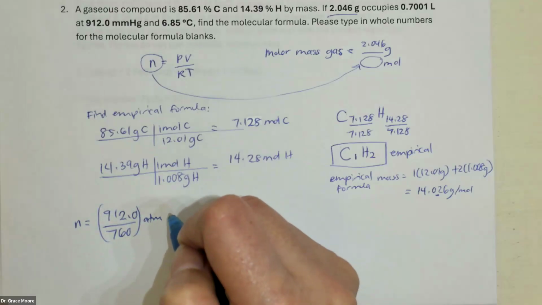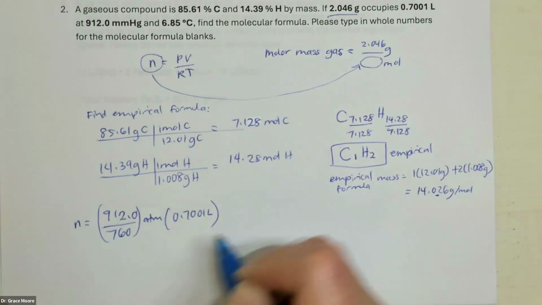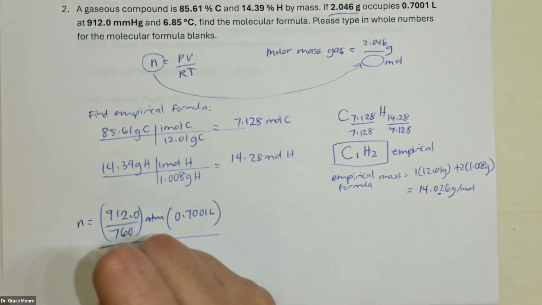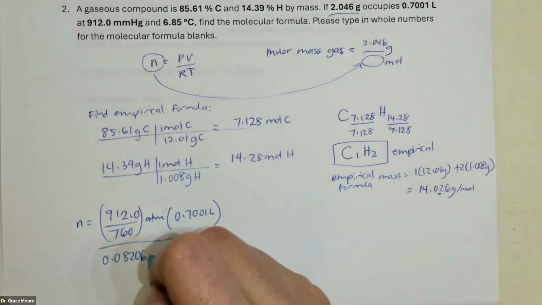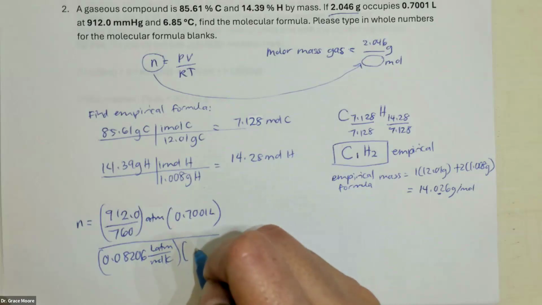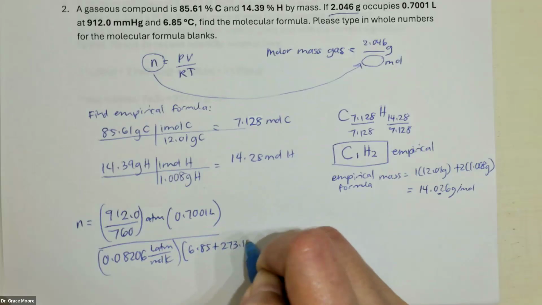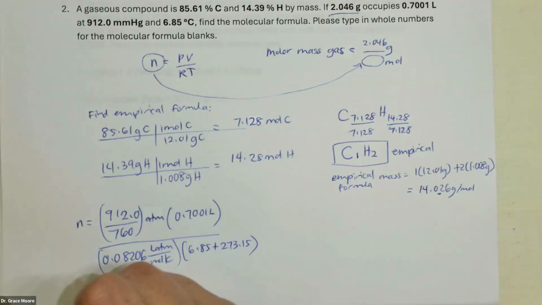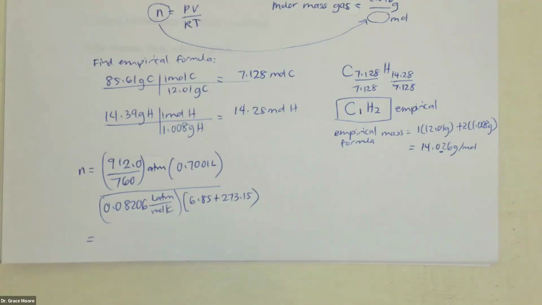That's P. And then V is 0.7001 liters divided by R, 0.08206 liter ATM per mole Kelvin. And the temperature was 6.85 Celsius, but we can't use Celsius. I'm going to make sure I change it to Kelvin, plus 273.15. You put this answer in, and let's see what we get for the calculation for moles.